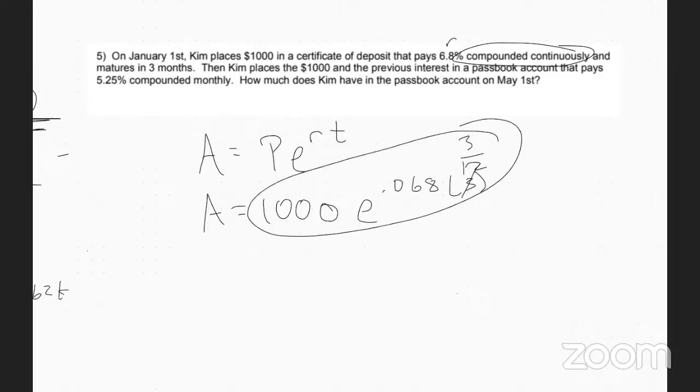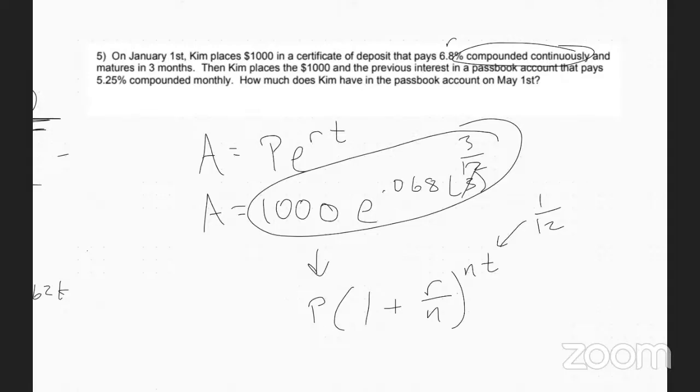Sorry, that's compounded monthly, but that's your new principal. That's your new P in the equation 1 plus r/n to the nt. It asks how much she has in the account on May 1st. On May 1st, it's only been in there for 1 month, so your t here is 1/12.